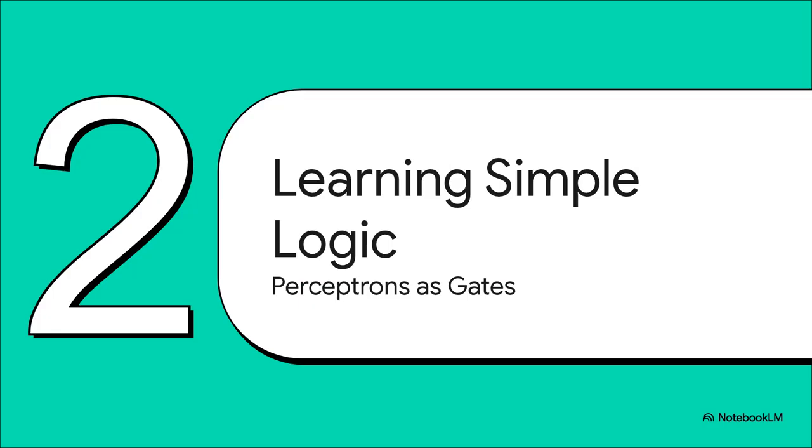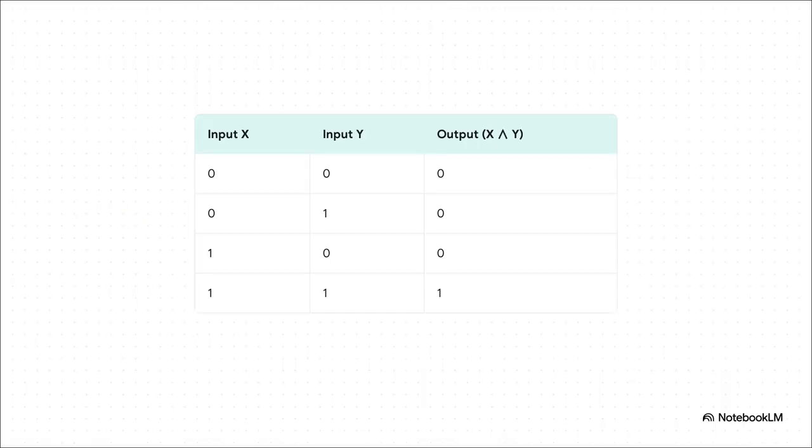And here's the really amazing part. Just with that simple setup, this little perceptron could actually start to learn the basic building blocks of logic, the kind of stuff computers are built on. Let's take a super simple example, the AND gate. It's a fundamental piece of computer logic. The rule is dead simple. You only get a 1, or a true, if both of your inputs, let's call them X and Y, are also 1. In every other situation, the answer is always 0.